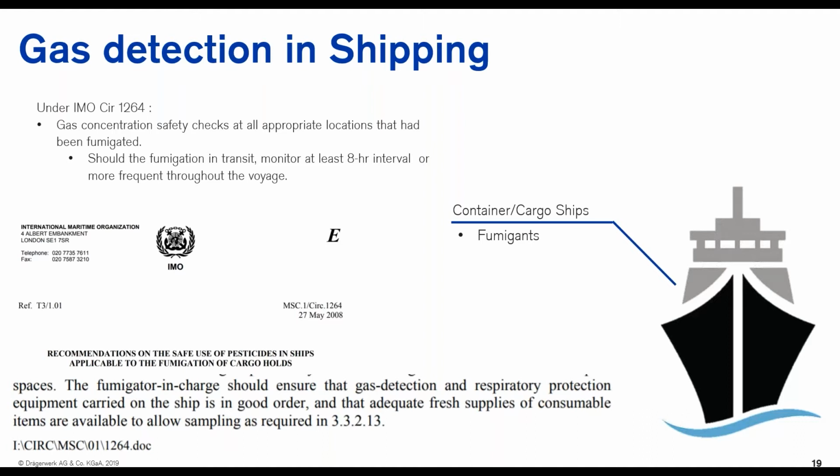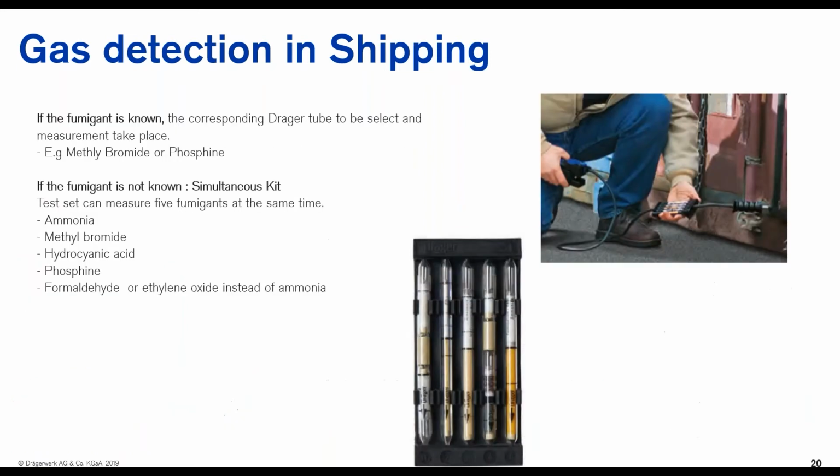So the fumigator in charge officer, usually when they need to prepare the adequate supplies of equipment such as the gas detector itself, they should know the kind of fumigants they need to monitor and detect. So if the fumigant is known, they can use the corresponding Dräger tube. For example, what we see quite commonly for fumigations are methyl bromide and phosphine. So if the fumigator in charge officer knows that they need to monitor this fumigant, they can use the corresponding tube to detect these two common gases.